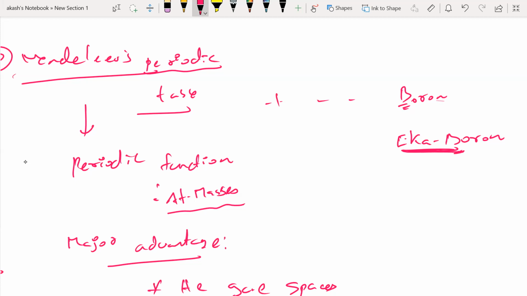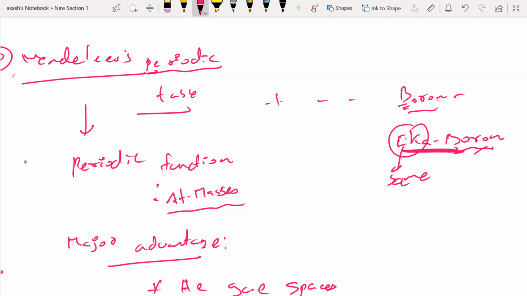Eka means same, in Greek. So obviously this element and boron are going to have similar properties. He said there will be one element you will find in the future that is going to have properties similar to that of boron. That's why he said Eka boron.